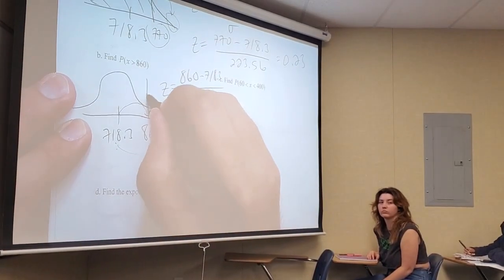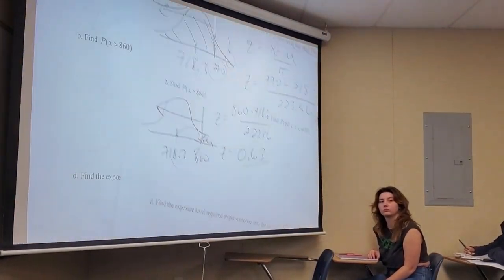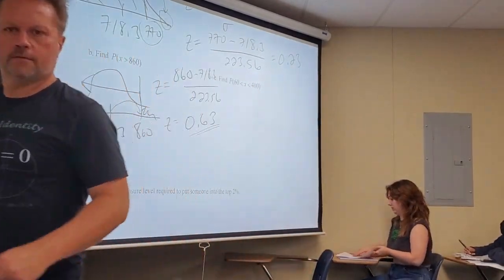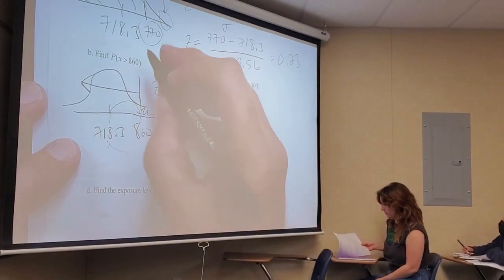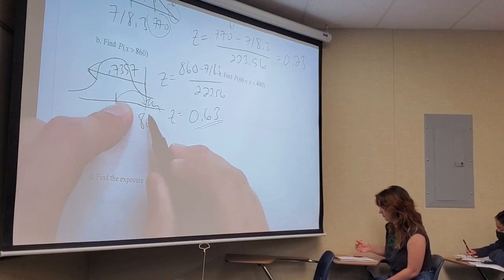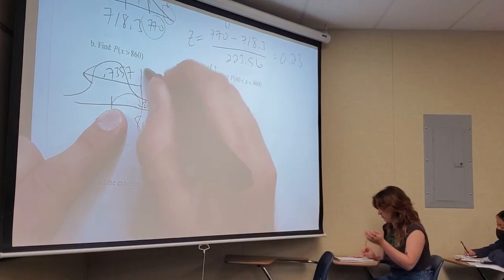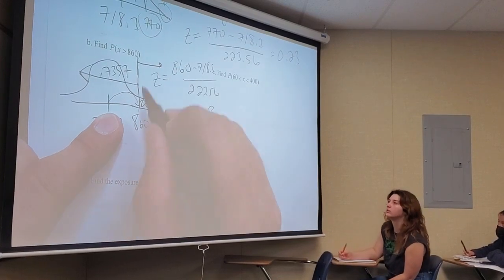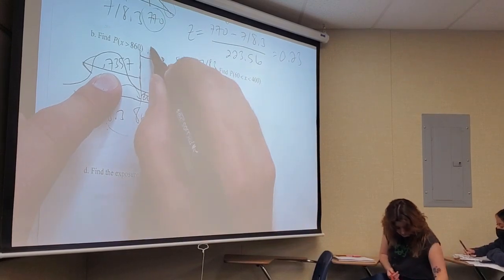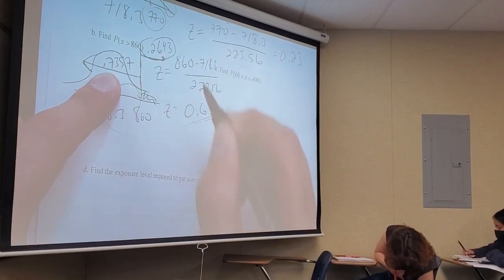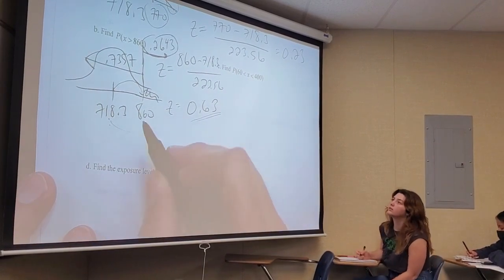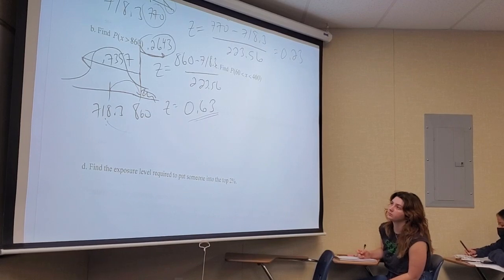So when you look up 0.63, what area do you get? 0.7357. 7357? And because I drew my picture and being nice to myself, I know I haven't got the answer yet. So to get the answer, I need the area above this. So what would I do? 1 minus that. 2643? Okay, so about 26.5% chance somebody gets more than 860 millirems.